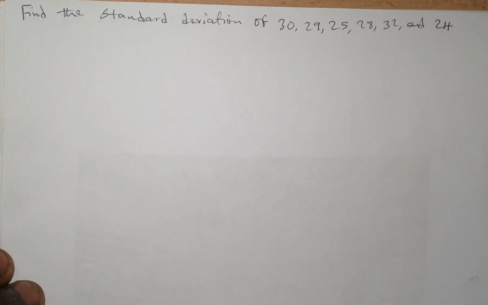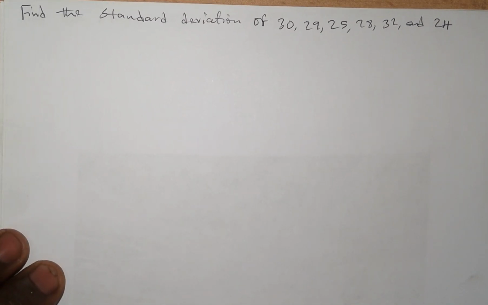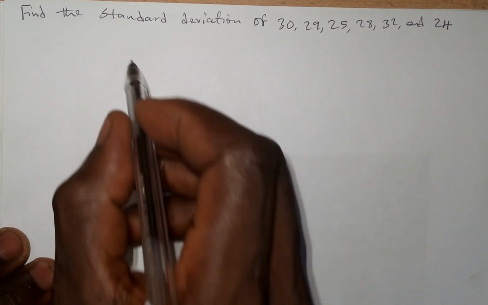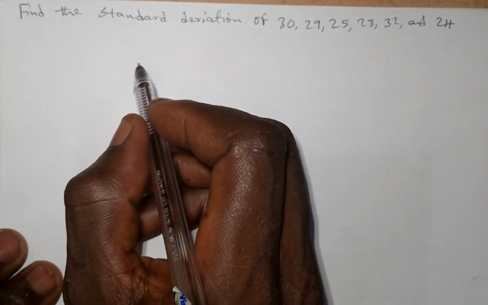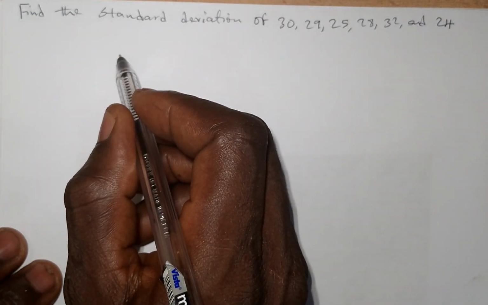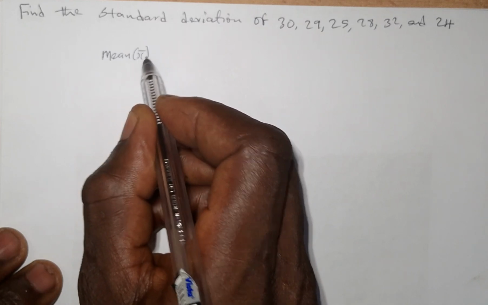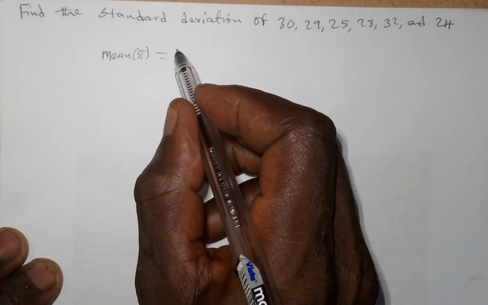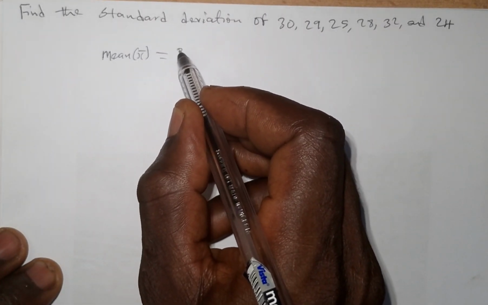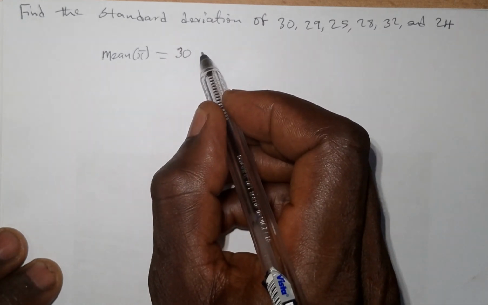Okay, we have a question here where we have to find the standard deviation of 30. So the first thing we need to do here is to find the mean. We need to find the mean, x bar, of 30. I won't arrange it in order.